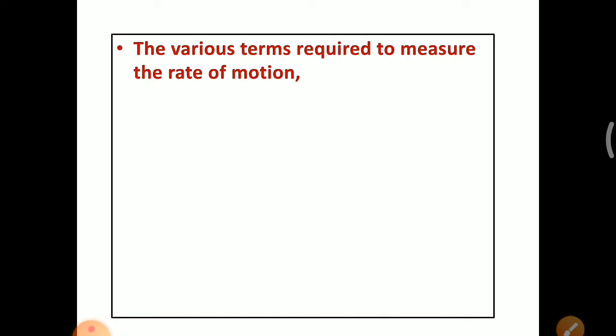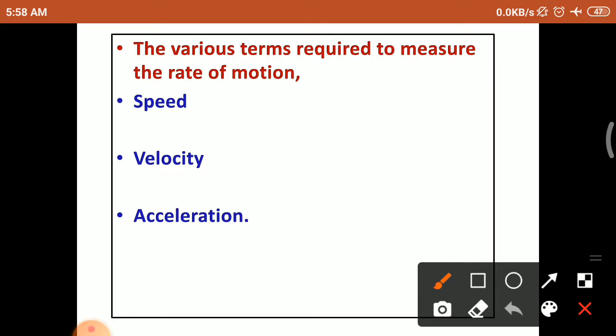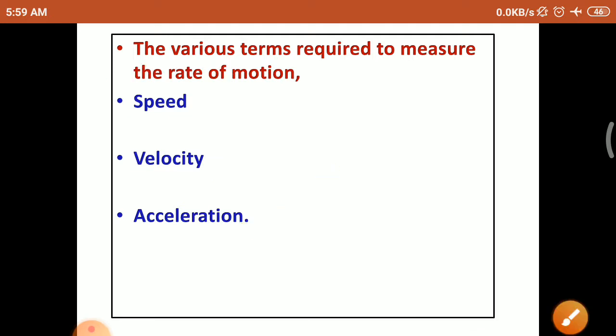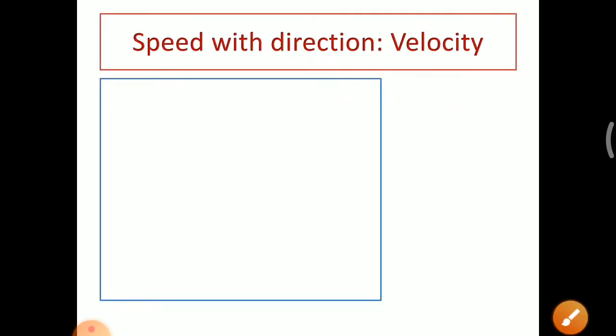The various terms required to measure rate of motion: one is speed, another is velocity, and the third is acceleration. In the last class we discussed speed. In this class we are going to discuss velocity and acceleration. Speed contains only the magnitude, so it is a scalar quantity. When we measure speed with direction, that gives the term velocity.